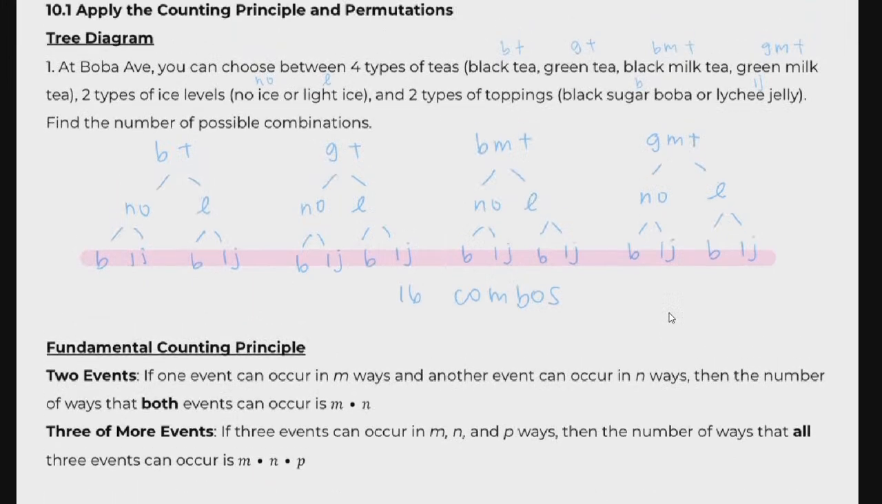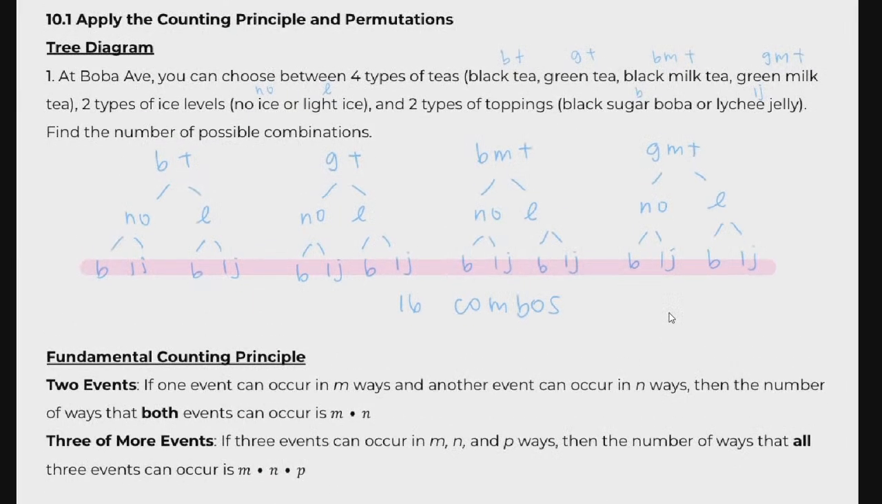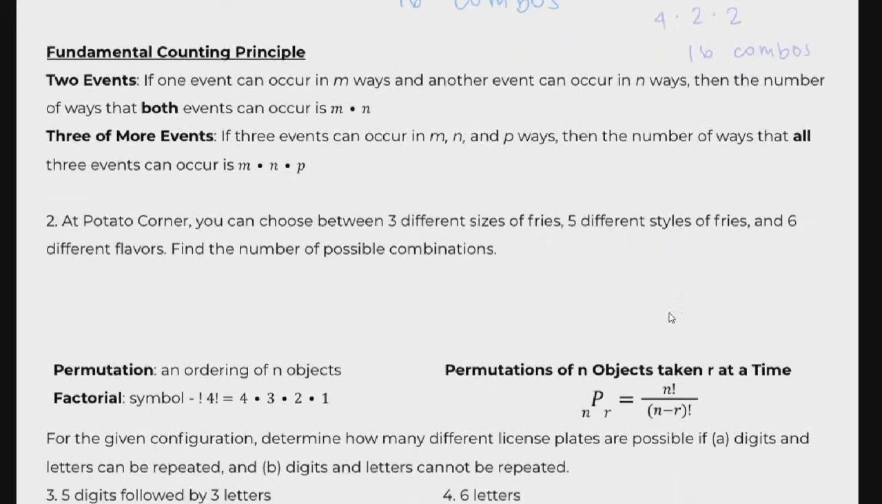So if we go back to the first example, we have 4 options for the tea, and 2 options for the ice, and 2 options for toppings. So if we multiply 4 times 2 times 2, that's 16, and that's another way to get the 16 combinations.